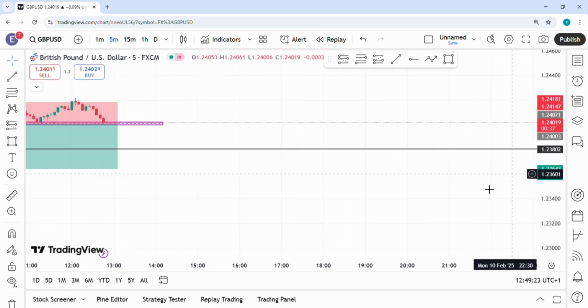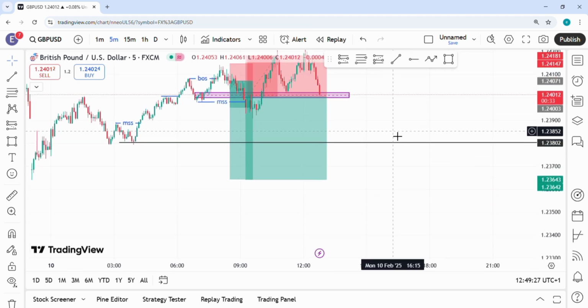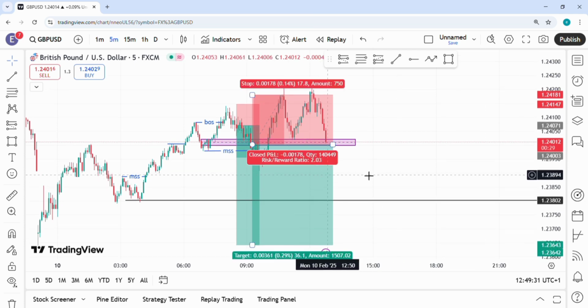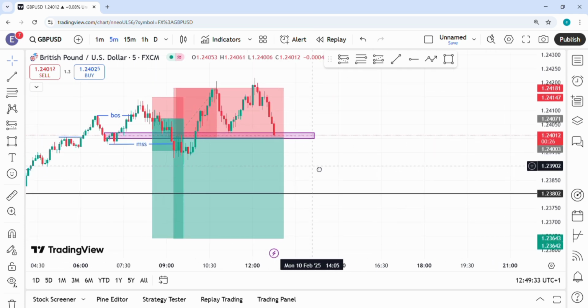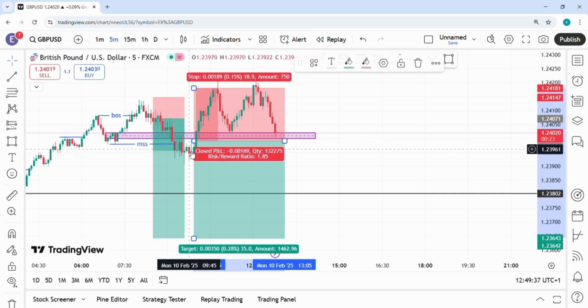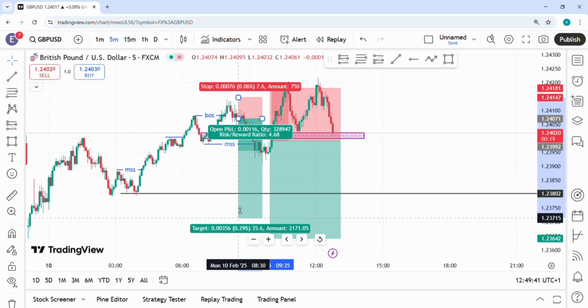You cannot take us out when I want to start going on our way. It's not possible. You better take us out and start going up. So this particular trade took us out. This particular one we closed at break even because price gave us a 1:2.